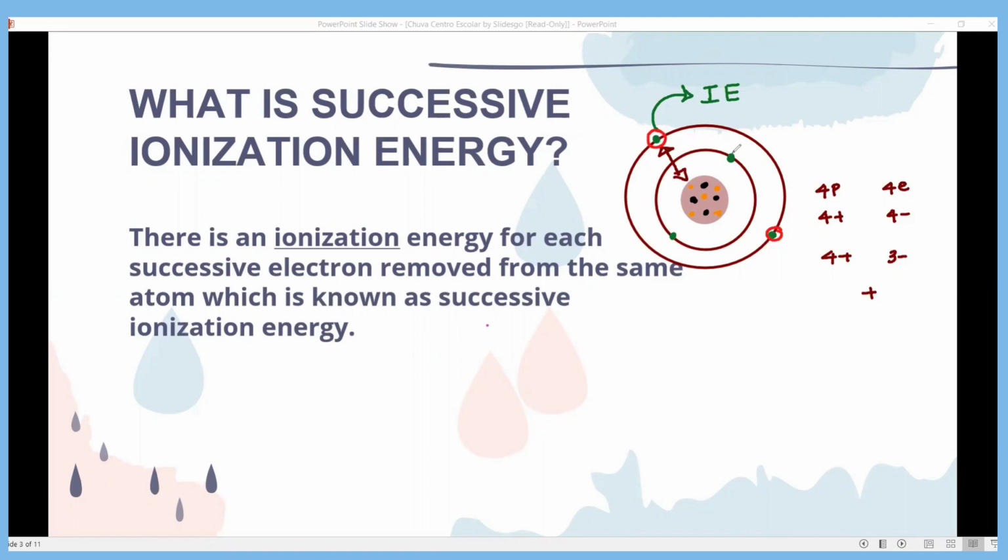When we have to remove the next electron, we have to move to another inner shell, so it is going to require high energy compared to the first 2 electrons. So successive ionization energy is the energy required for removing the consecutive electrons of an atom. Successive ionization energies will always increase, because we have to go to inner shells, and the electrostatic attraction is greater for the electrons of inner shells.